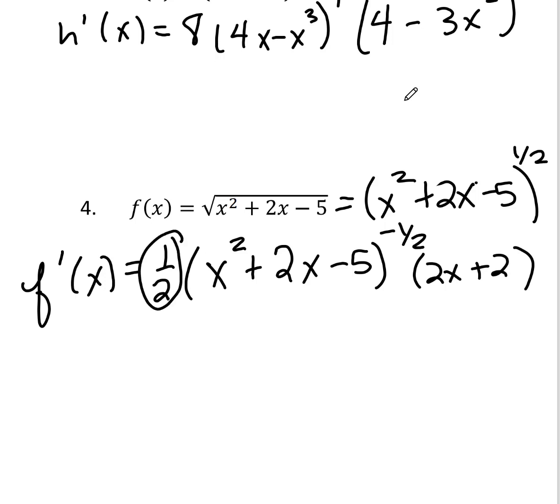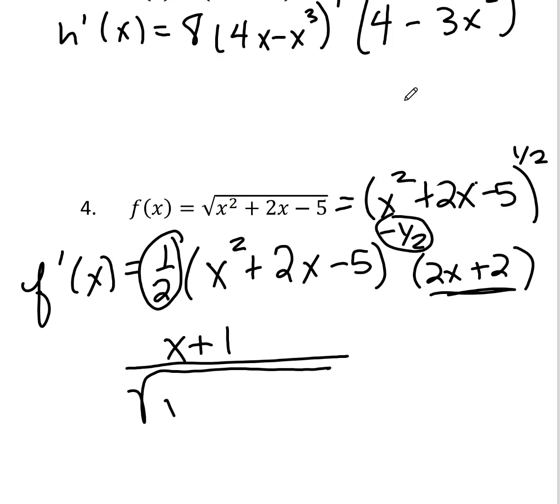First, let me point out I have a 1/2 and I have 2x plus 2. Those two things I can simplify, because 2x and 2 are both multiples of 2, and I can make that x plus 1. The negative 1/2 says that really belongs in the bottom, and it's a square root. So I'm going to write that as x squared plus 2x minus 5. This is f prime of x.